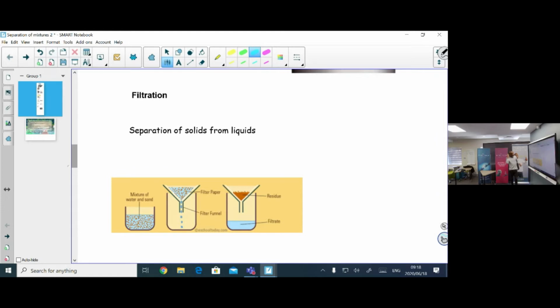We got to look at filtration, a method that separates solids from liquids. We use a filter paper and a funnel in order to separate our solids from our liquids. The liquids will drip through, and our solids will be held in our funnel.